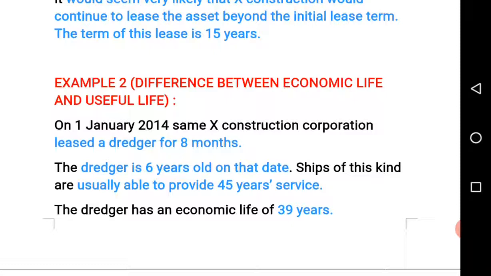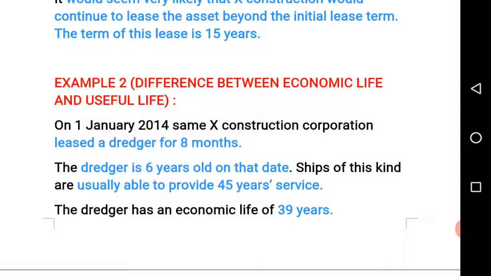What are we to do here? We're to get the economic life and the useful life in this question. For the dredger, we gave a definition of economic life as the remaining lifespan of the asset from the date of inception of the lease. Before the lease, the dredger had existed for 6 years. Now, the total economic life or the total lifespan of the asset is supposed to be 45 years.